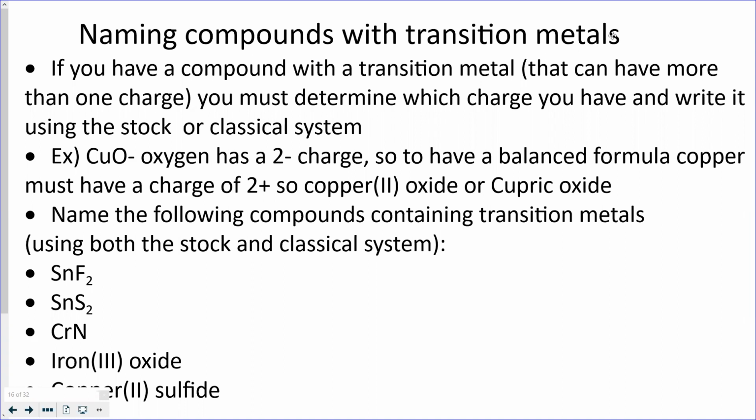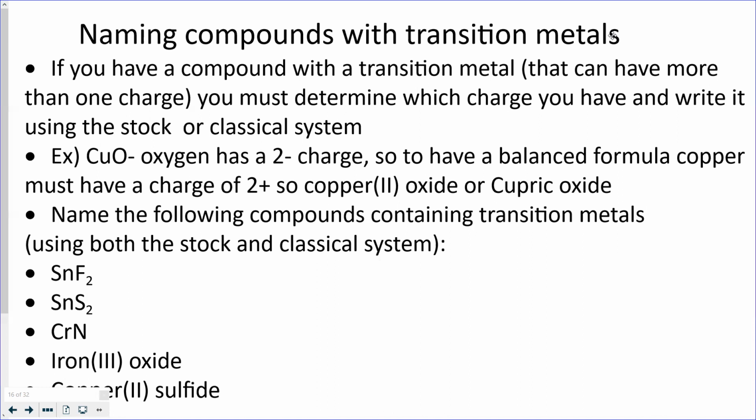For example, if we have CuO, how do we know the charge? Cu is copper, which is a transition metal. And then O is oxygen, which is oxide. We find the charge of the copper based off of the charge of the oxide.